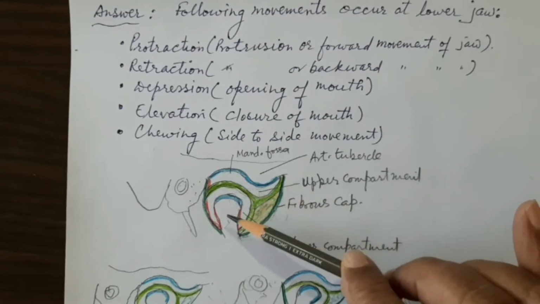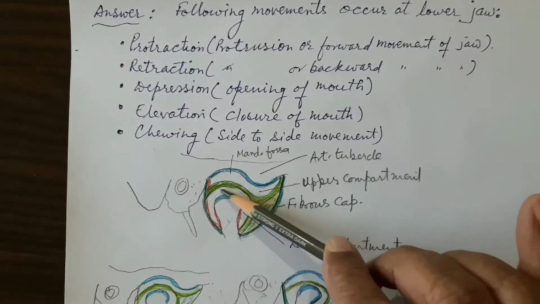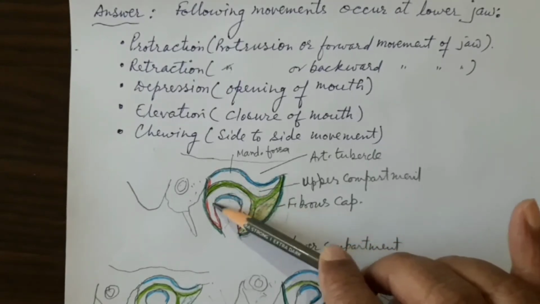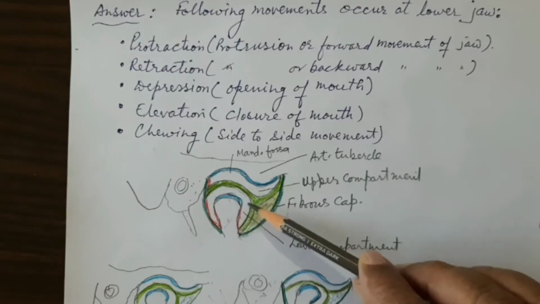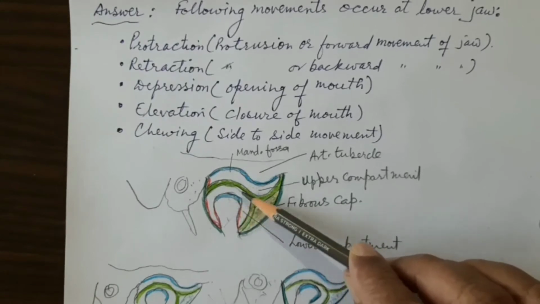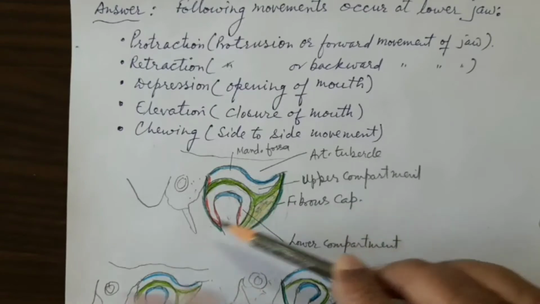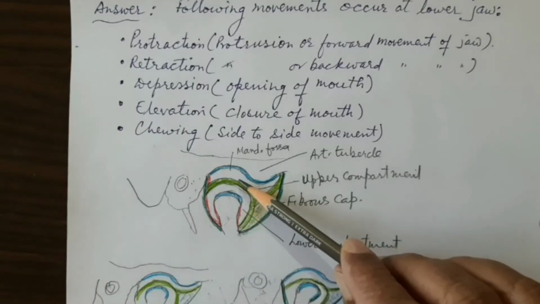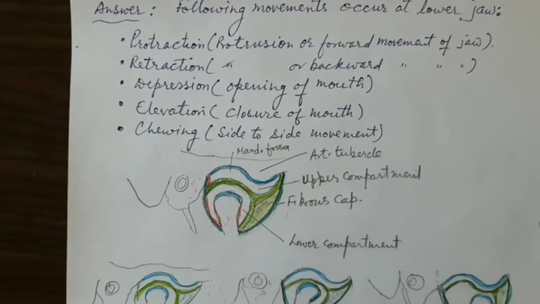They will be different from the movements taking place between the undersurface of the articular disc and the head of the mandible. And then there will be some movements where the head and the disc both move forward or backward in the upper compartment. Both the disc as well as the head will move simultaneously, together.